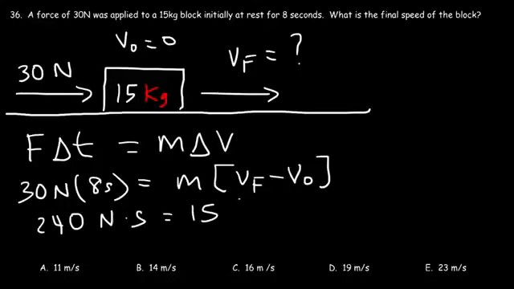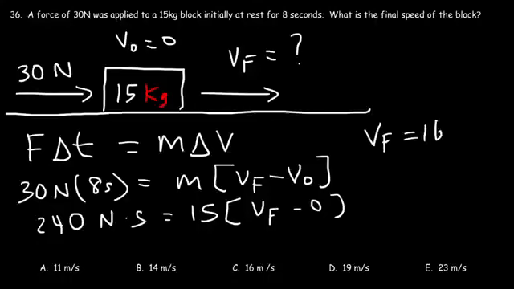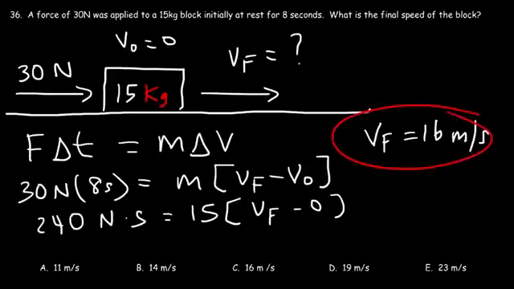The mass is 15 kilograms, and the initial speed is 0. So 240 is equal to 15 times v final. So we need to divide both sides by 15. 240 divided by 15 will give us the final speed, which is 16 meters per second. And so that's the answer, which correlates to answer choice C.